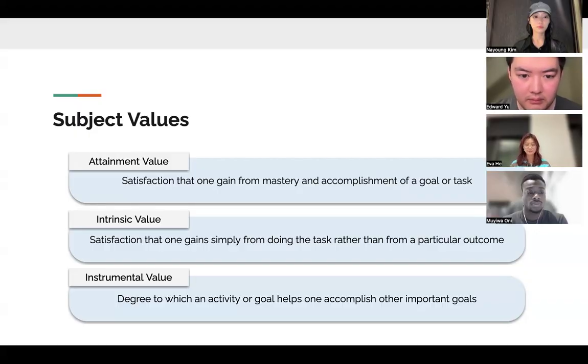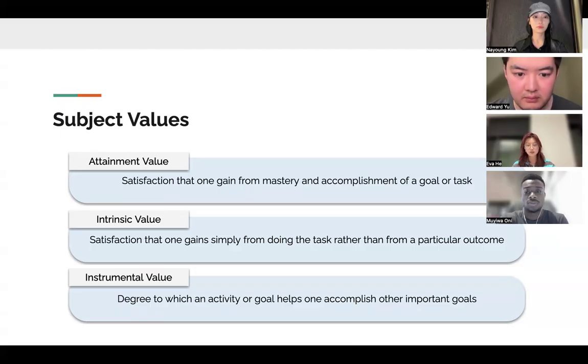confirms their capability. And the second is the intrinsic value, which means the satisfaction gained from doing the activity itself, independent of any outcome. So students may engage because they genuinely enjoy the process, for example, writing code or designing a project. This form of value is the foundation of what researchers traditionally call intrinsic motivation.